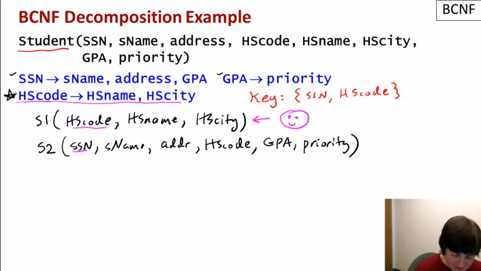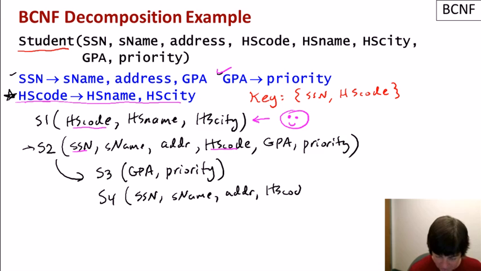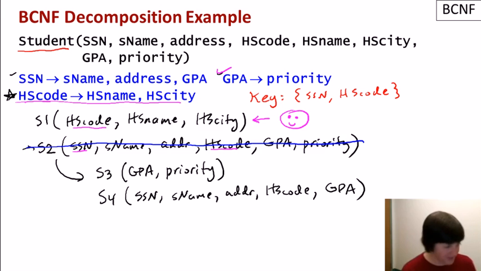For S2, the key is still the social security number and high school code together. So we still have these two functional dependencies that are Boyce-Codd normal form violations. So let's take the GPA priority one and let's guide that to decompose S2 further. We'll decompose S2 into S3 and S4. S3 will contain the GPA and priority from the functional dependency we're using. And then S4 will take the remaining attributes in S2 together with the left-hand side, the GPA. So we'll keep our social security number, name, address, high school code, and GPA, but we don't keep the priority. So at this point, S2 is completely gone.